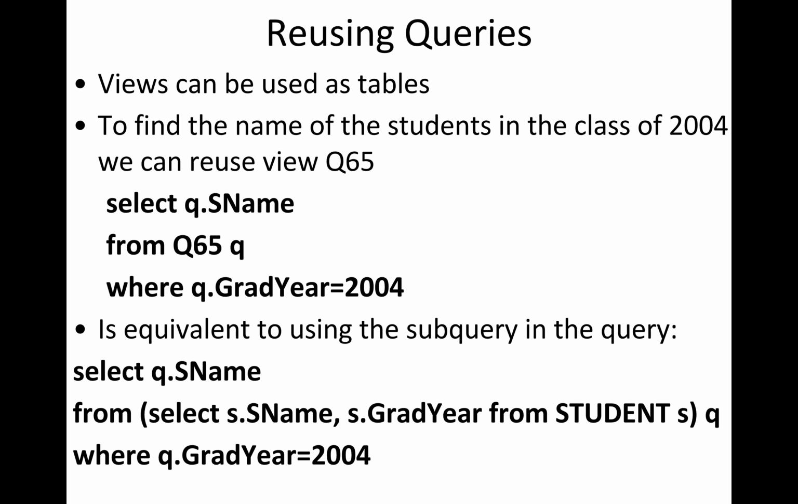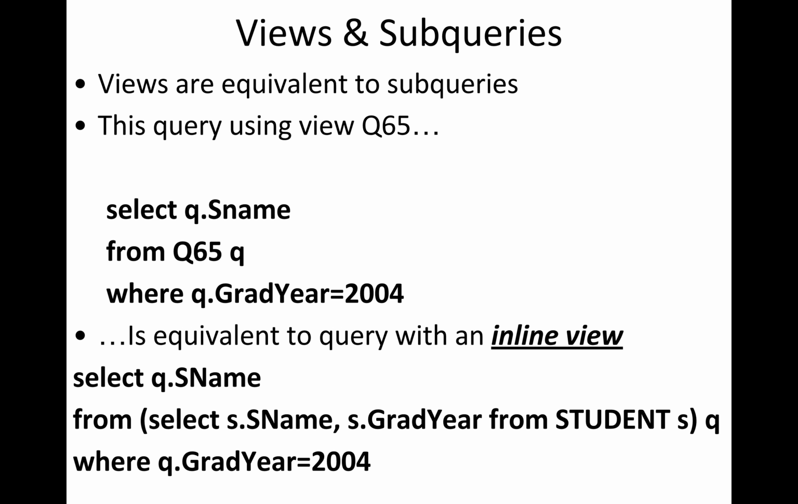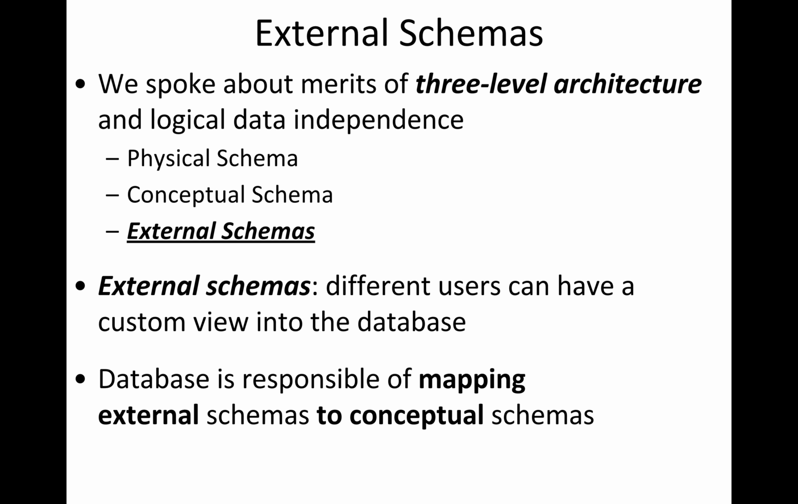So here's Q65, a view we just created earlier, where the graduation year is 2004. That is equivalent to doing a nested loop, a nested query inside of each other. I think that was the same thing. So this is what we meant by external schemas, right?